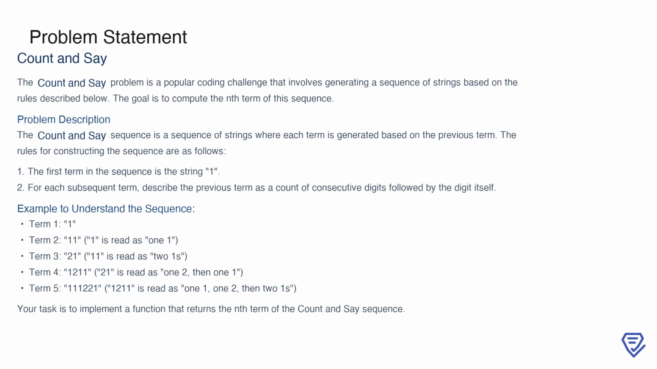Finally, 1211 turns into 111221, described as one 1, one 2, then two 1s. Your goal is to implement a function that can generate the nth term based on these rules.